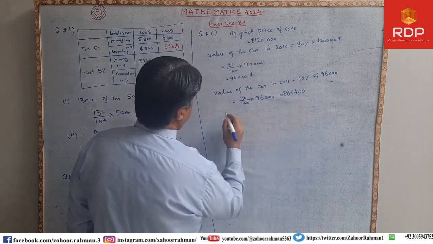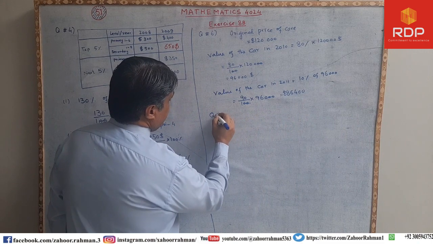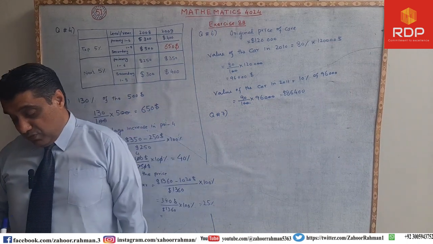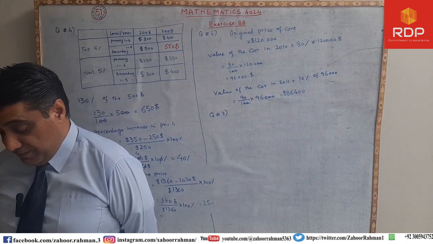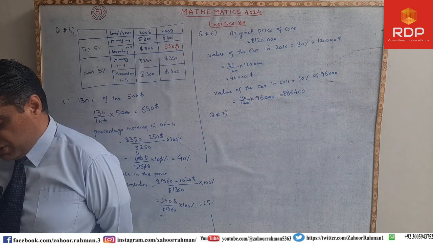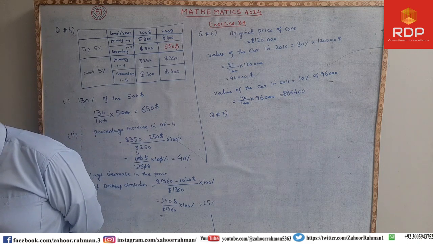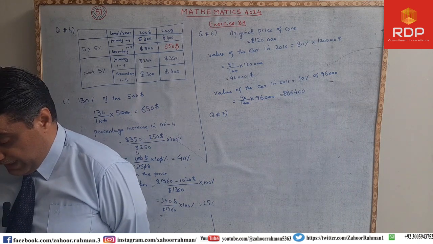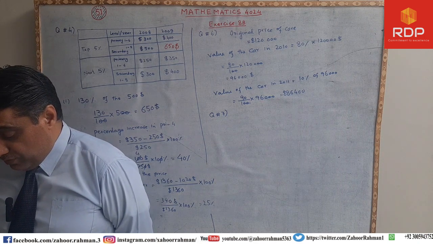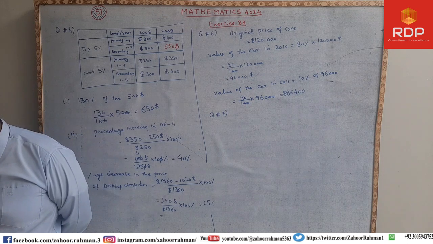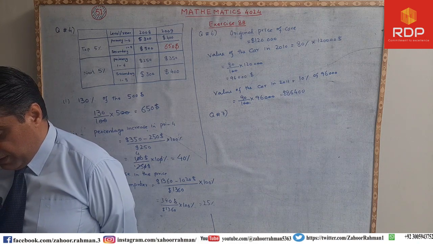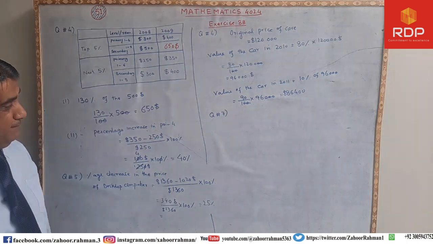$86,400, and that is the ultimate answer. Now we are doing question number 7, and question number 7 is saying 45% of the students who take part in a creative writing competition are boys. If 135 boys take part in the competition, find the total number of students who take part in the competition.